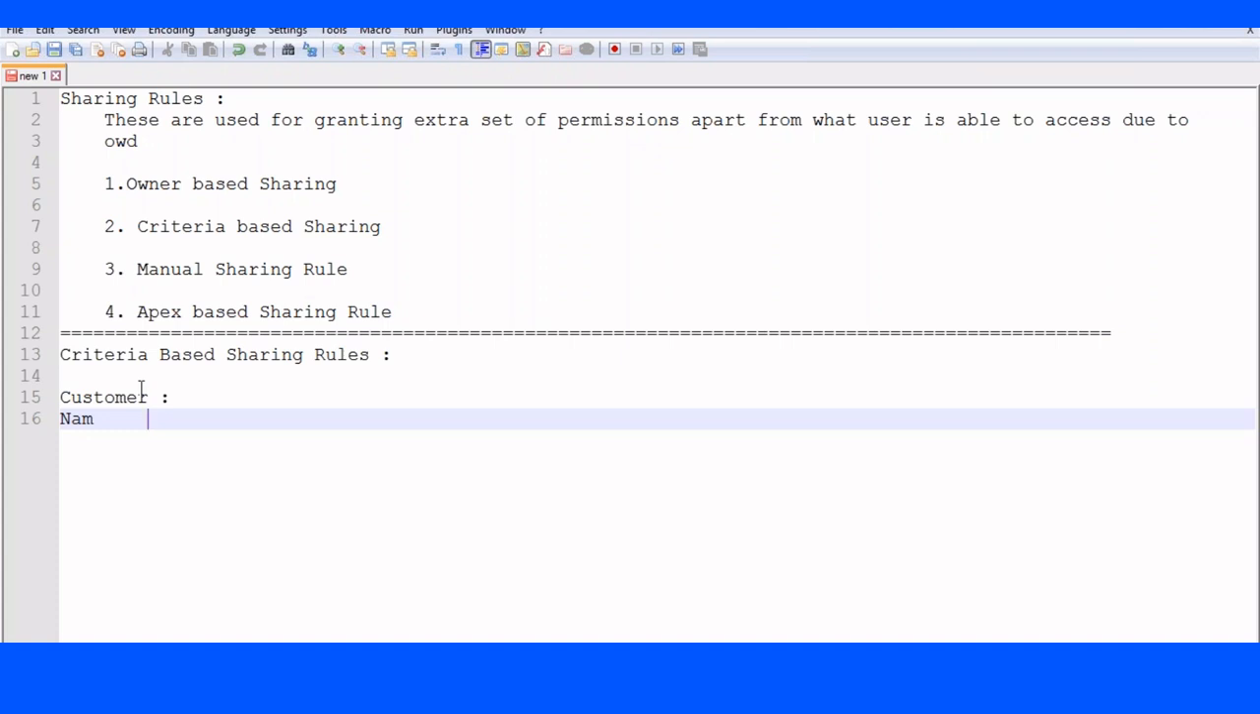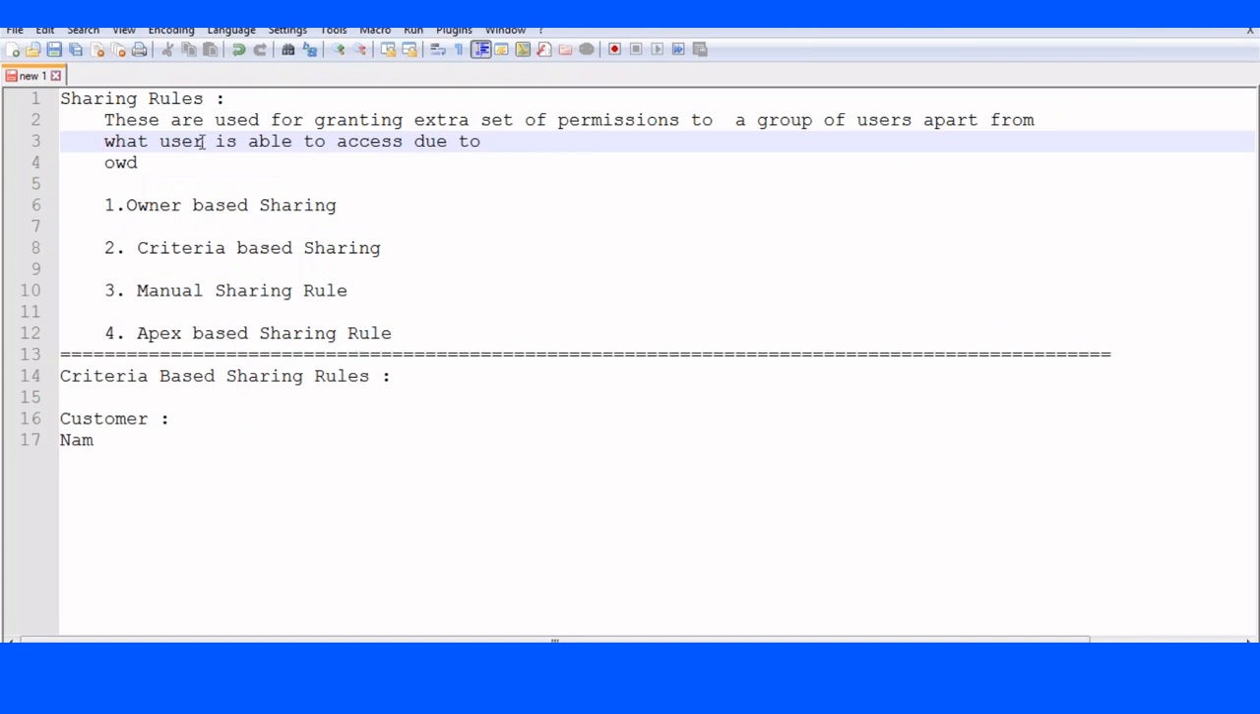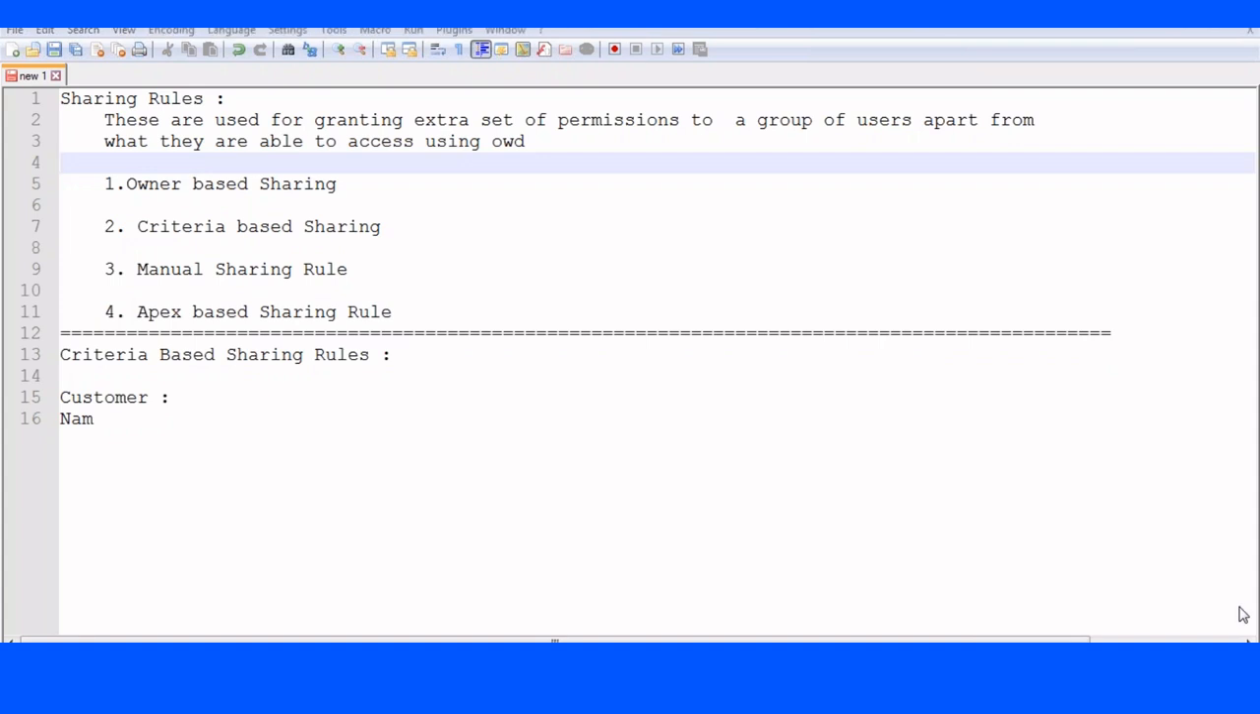Sharing rules. Sharing rules are used to grant extra set of permissions to a group of users, apart from what they are able to access using OWD.